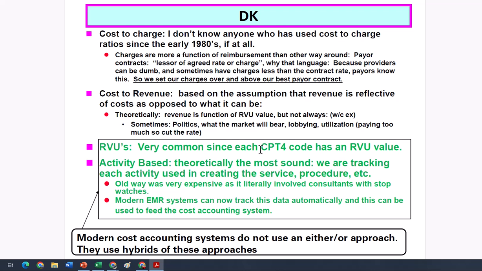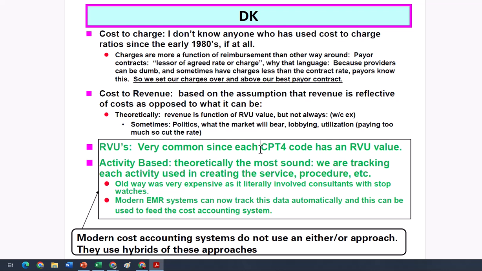Activity based, theoretically the most sound. We're tracking actual activity used. It really just depends how much you want to rock and roll with your EMR and your billing system or your accounting system. And I think most do a hybrid. There may be some areas where you want to get very granular, so you might do a hybrid, but it's really hard to argue with RVUs because you can download the RVUs for Medicare, the work RVUs, and you can basically rock and roll.